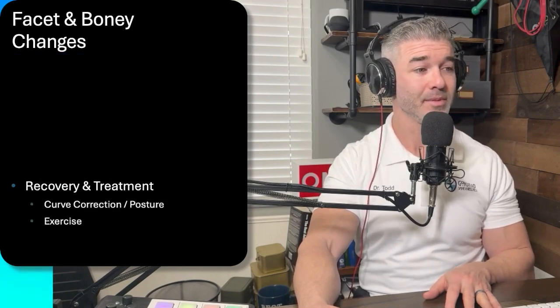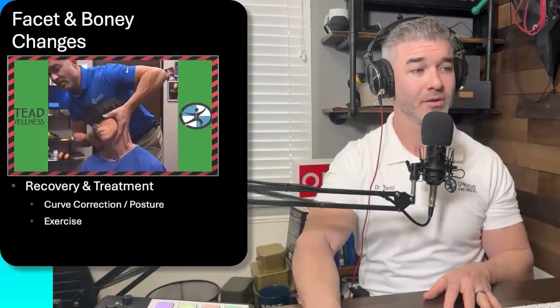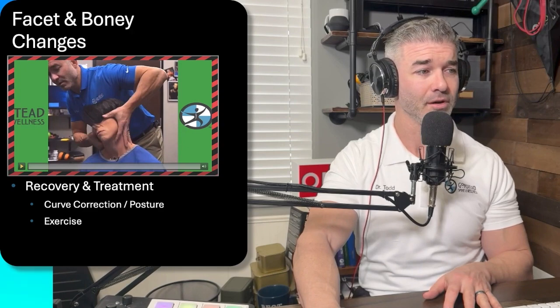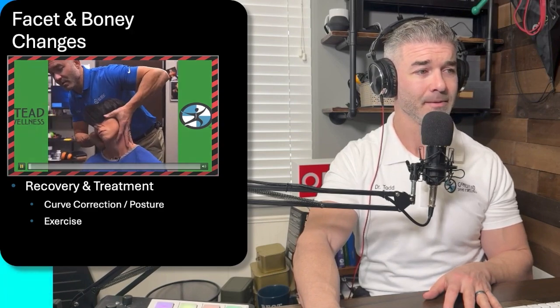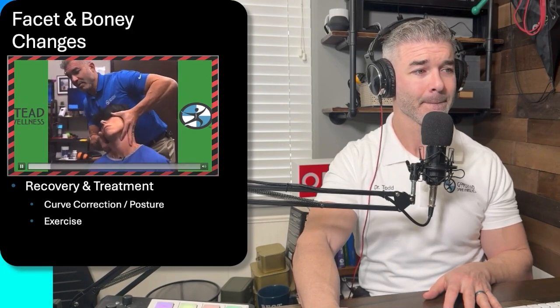Recovery and treatment. Let's talk about that. So, curve correction, posture correction. I'll play a little video here of working on Carly. I'll pause it intermittently. So lift your chin a bit. Good. So right there is a specific adjustment to, that looks like C6, lower cervical spine.